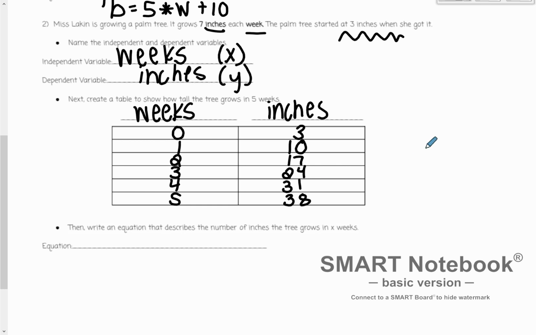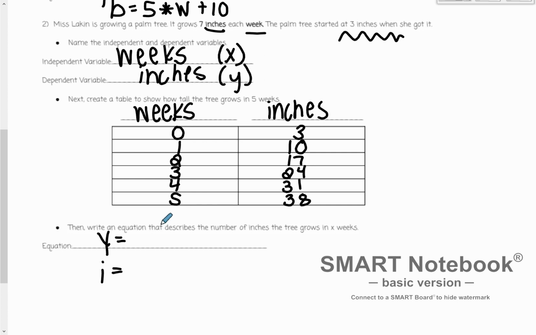Okay, now when we write our equation, again, you can use x and y, or you can use w and I, if that makes more sense to you to just use the ones that are in the problem. It's always going to be our dependent variable equals. So either y equals or I equals. And then we're taking the number of weeks, and how many inches does it grow each week? 7. So we're taking the number of weeks and multiplying it by 7.